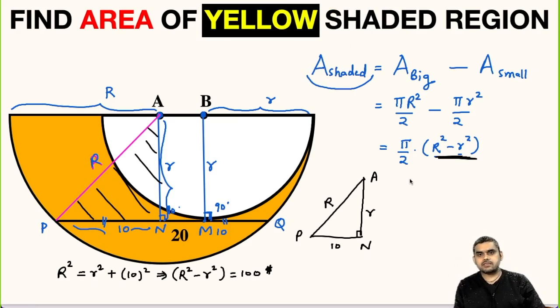So after this, the area of the shaded region is pi by 2 multiplied by 100. So we can cancel this, 50 times pi. So 50 pi square units is the area of this shaded region.